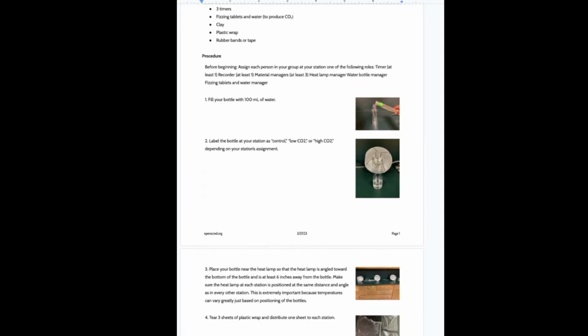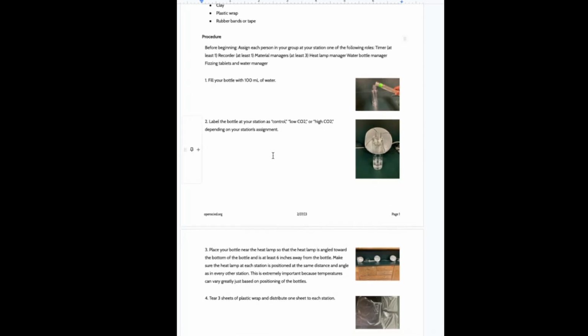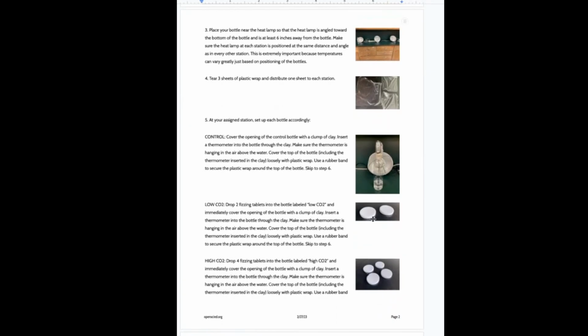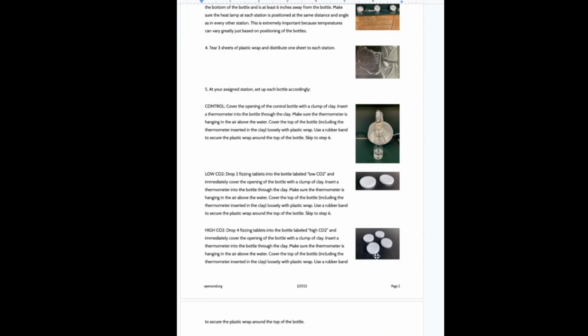Basically, we're going to be filling three different bottles with different amounts of carbon dioxide. We add water, the same amount to each bottle. We use the same types of bottles. So we're controlling a lot of the variables. We're going to mark the bottles control, low, and high. The procedures say to add 2 Alka-Seltzer tablets to the low CO2 bottle. You're going to use regular air in the no CO2 bottle, and then 4 tablets in the high bottle.